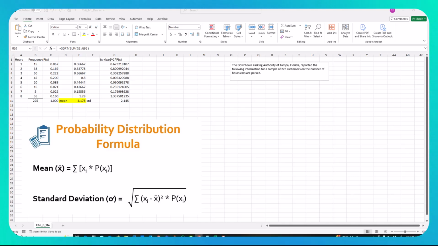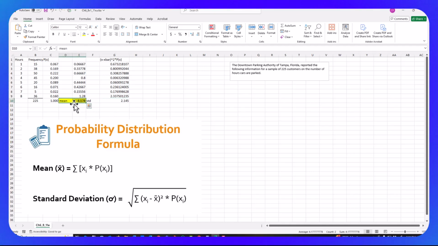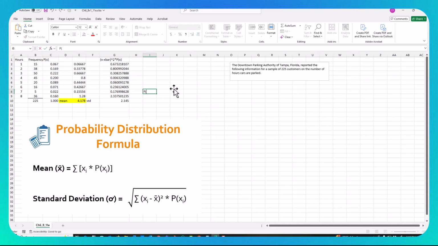All right, and so it might ask me, how long does it take a typical customer? How long are they parked? That's the mean. So that's what in the probability distribution we can call expected value. The mean is the expected value, typically what we would expect. I could also find probabilities like what's the probability the time was greater than 6 hours. And to do that, I would just simply sum all of these probabilities that are greater than 6 hours, which would be 7 and 8. And that would give me that probability.